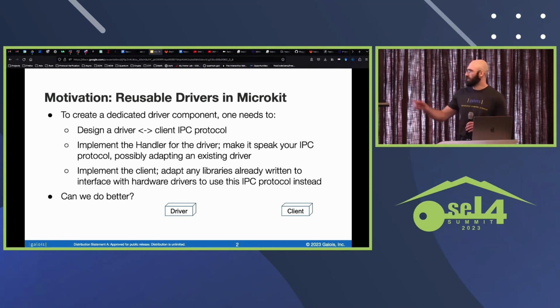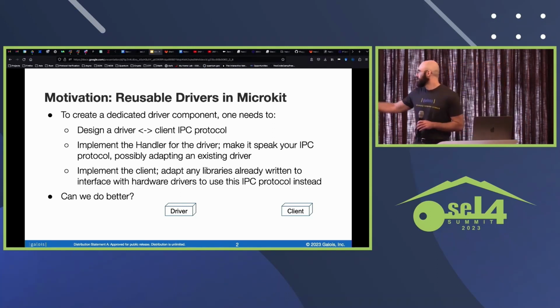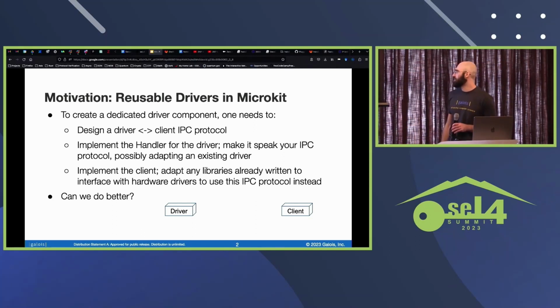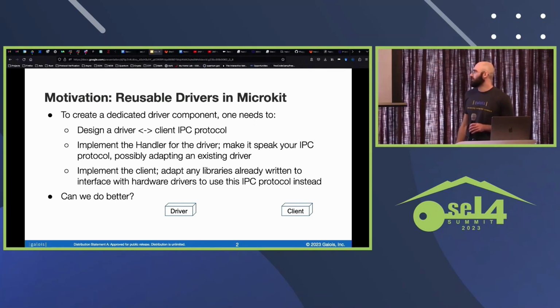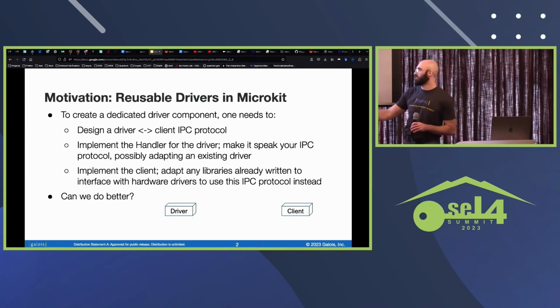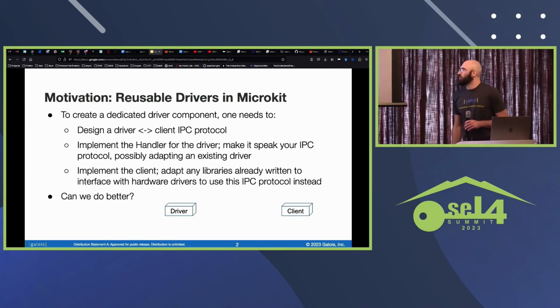So this is the setting we were interested in, where you already have, let's say, a Rust crate that contains the code to talk to your hardware, and you already have maybe not a full client application, or maybe a full client application, but at least some library code packaged up in one or more crates that knows how to talk to a more traditional driver.